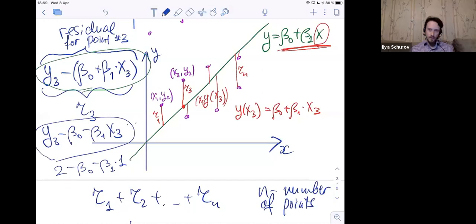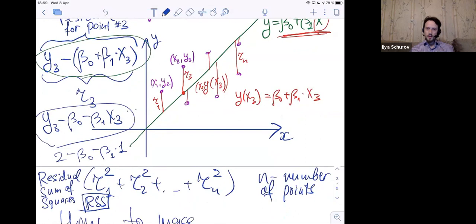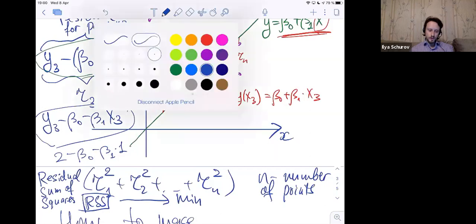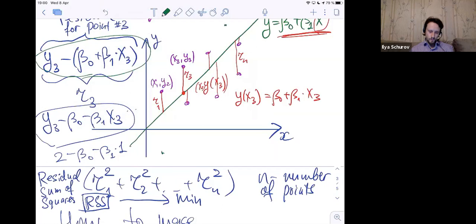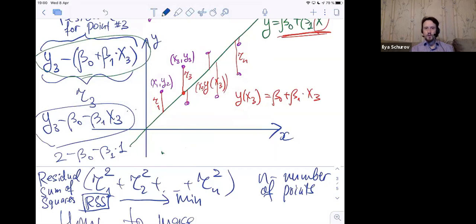Square them, yeah, that's a good idea. We can consider this expression, which is called residual sum of squares, or RSS, this thing. And then our idea is to minimize this residual sum of squares. I want to select such a line that minimizes this residual sum of squares. This is one of possible options how to do it, but this is extremely popular option.